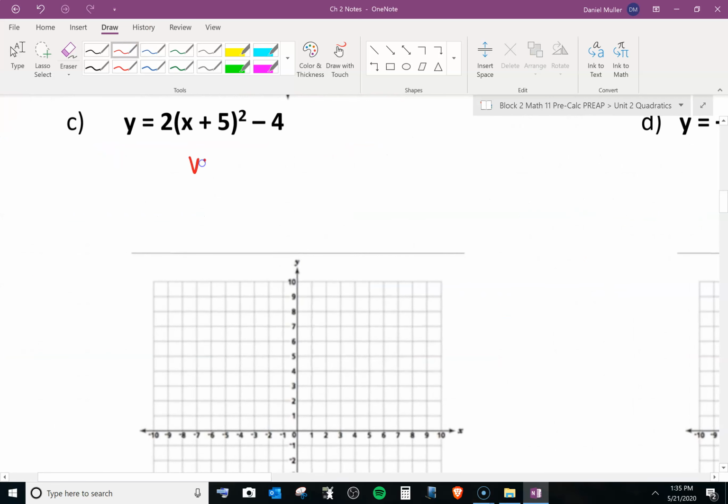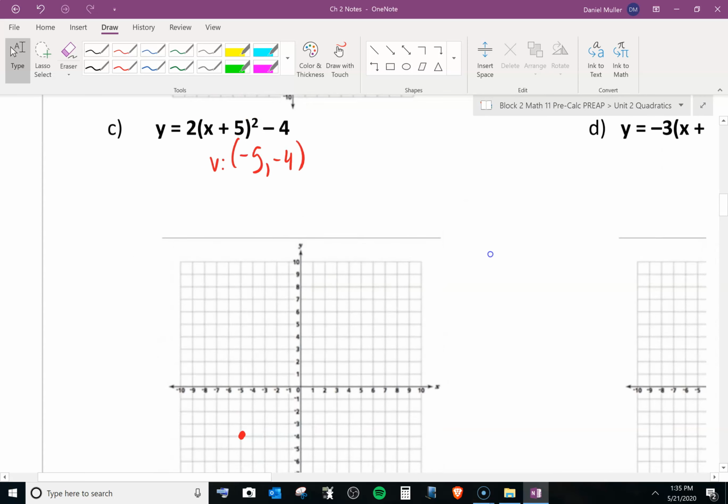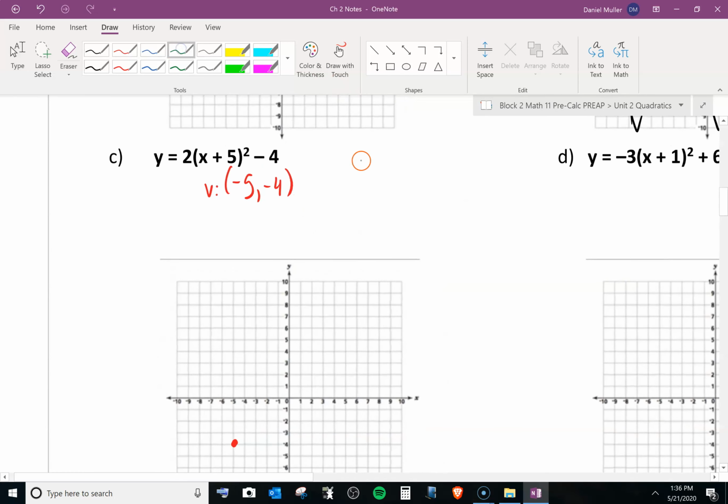Okay, vertex. Change the number on the inside, so instead of a +5, it's -5. Keep it at negative there, so -4. So I can go -5 and -4. Over 5, down 4. That is my vertex. Then I've got this over, up, down. I'm going to say it's up because it's a +2. So because it's a +2, that means I'm going to be heading up.